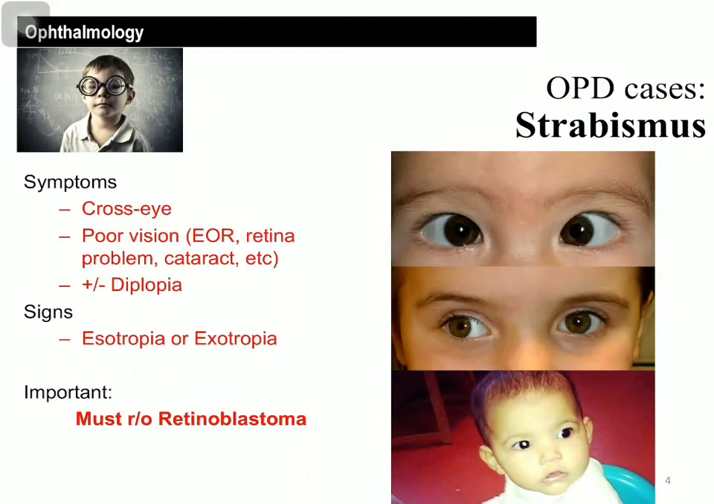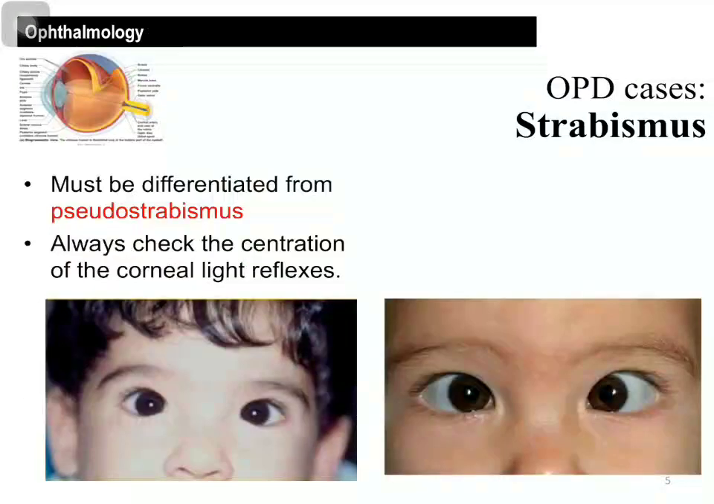Now, let's move on to strabismus. It is easy to recognize patients who have cross eye. You just stare at them, look at them, and then you will notice that one eye could be deviated inward or it could be deviated outward. However, you have to be very astute in differentiating strabismus in children.